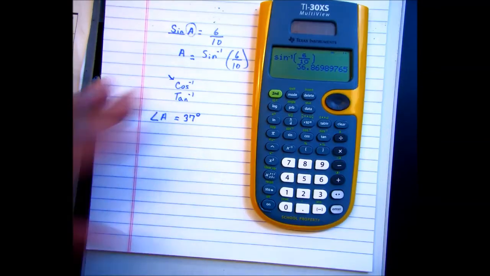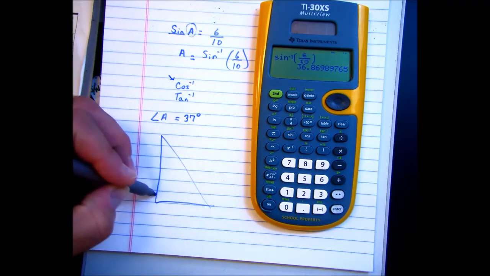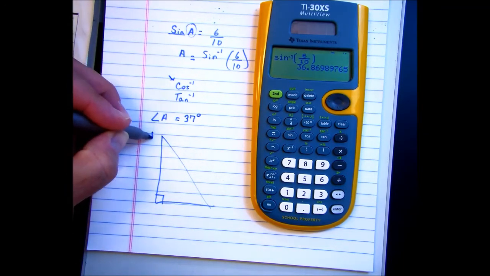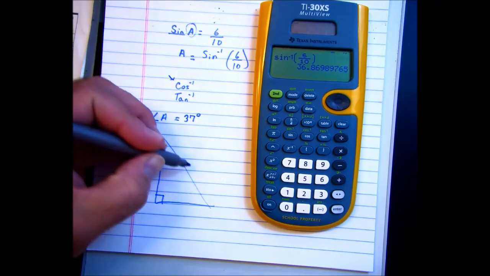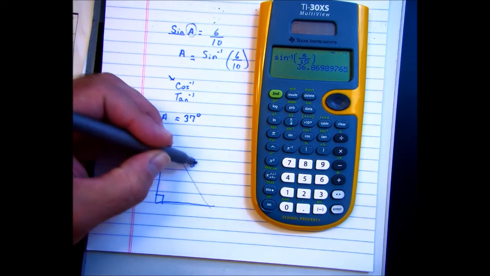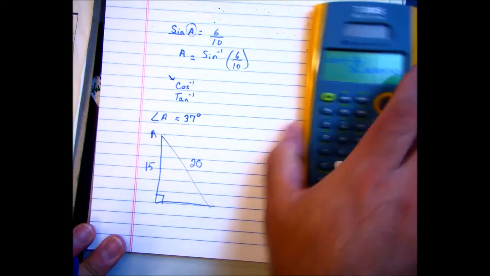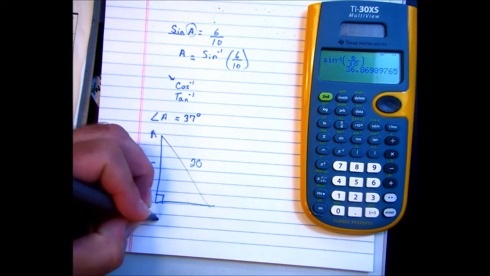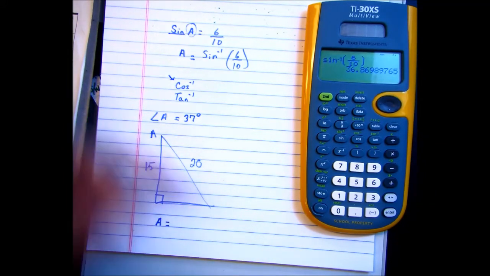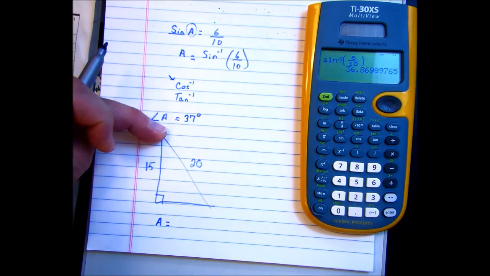Okay, I'm going to give you another triangle real quick, and I'm going to give you two measurements. You tell me whether we would use sine, cosine, or tangent. I want to find angle A. Do I use sine, cosine, or tangent? I start with angle A, and I put my finger here. What are my two sides?